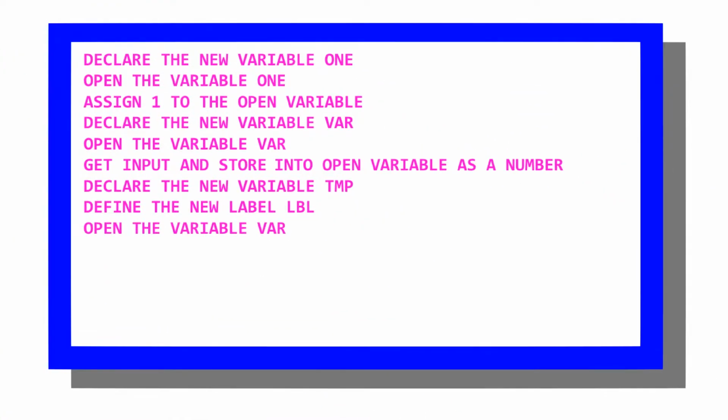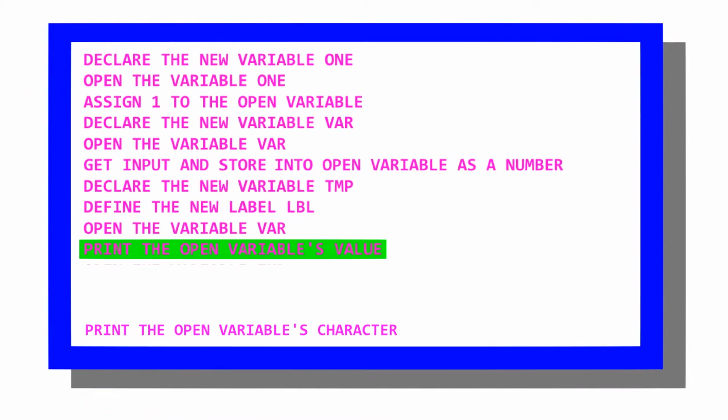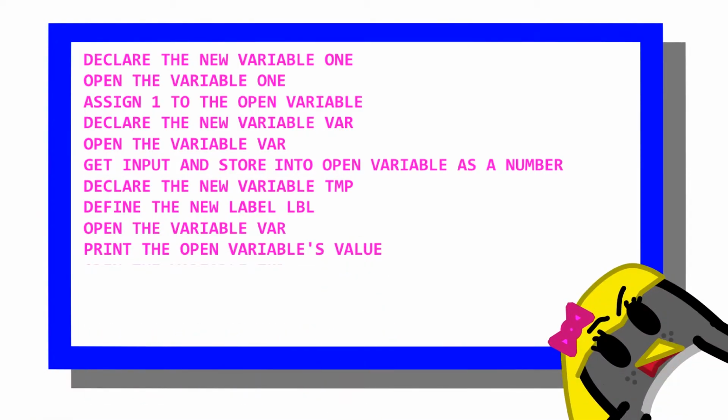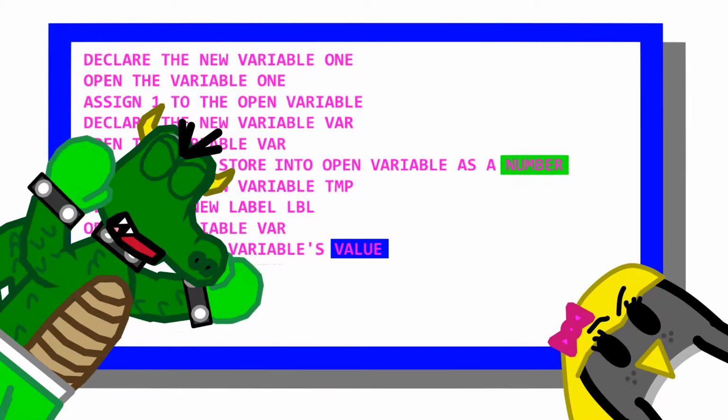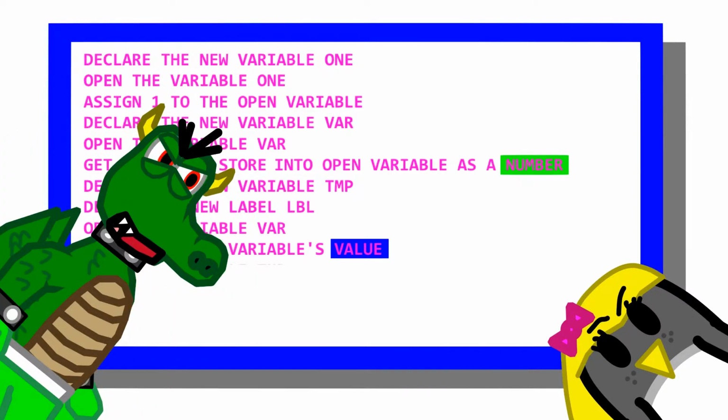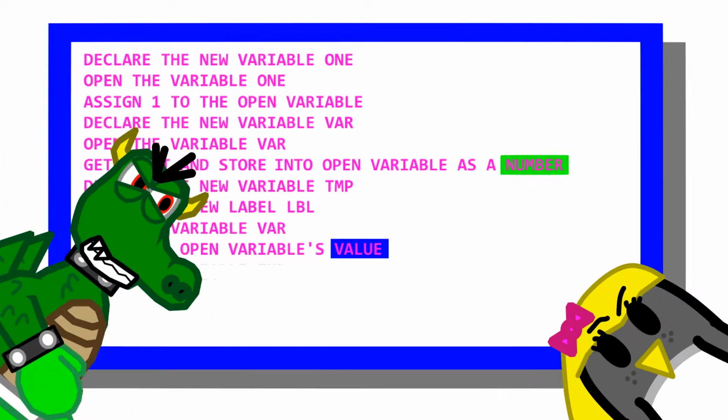After that, the variable var is opened, and its value is outputted as a number by using the command print the open variable's value. If you wanted to print it as an ASCII character, you would say print the open variable's character. And yes, there is an apostrophe in this command, and yes, it is completely mandatory. Why is it number here, but value here? Just asking. Because I love inconsistency. Bwahaha! The inconsistency was my idea.